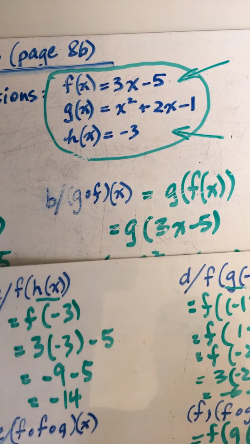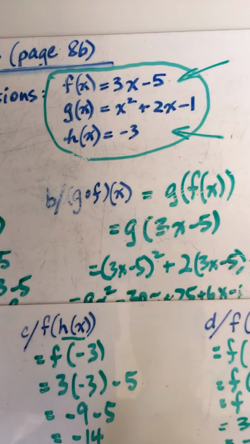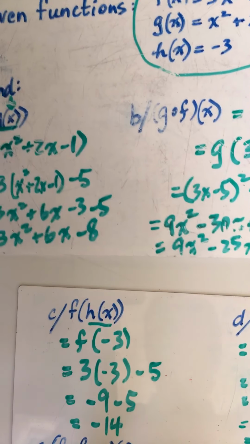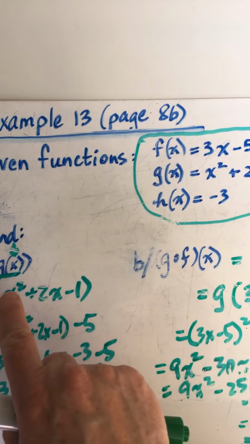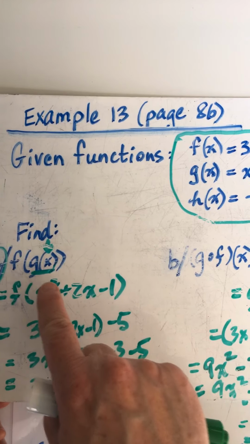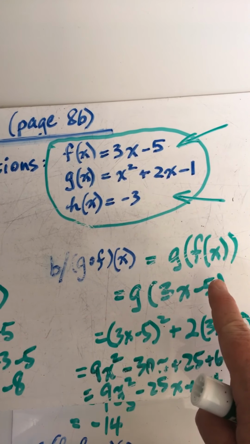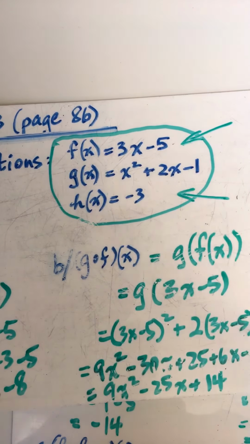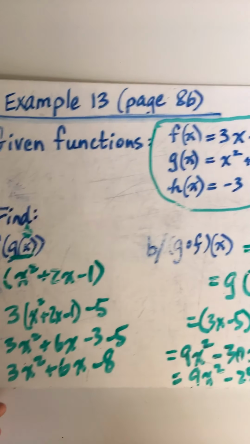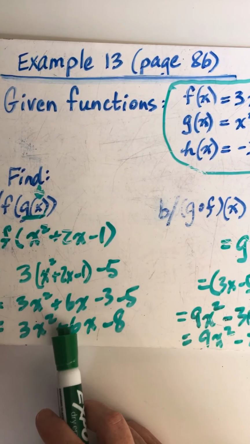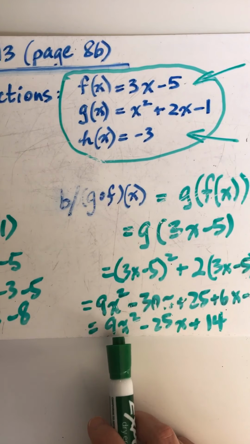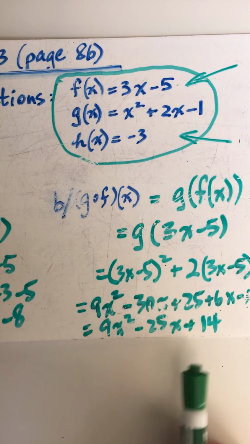Another good point to make is that back in A and B, we got two different answers. A was f of g of x, B was g of f of x, and they end up being two different expressions from each other. One was 3x squared plus 6x, subtract 8. The other one was 9x squared, subtract 25x plus 14.